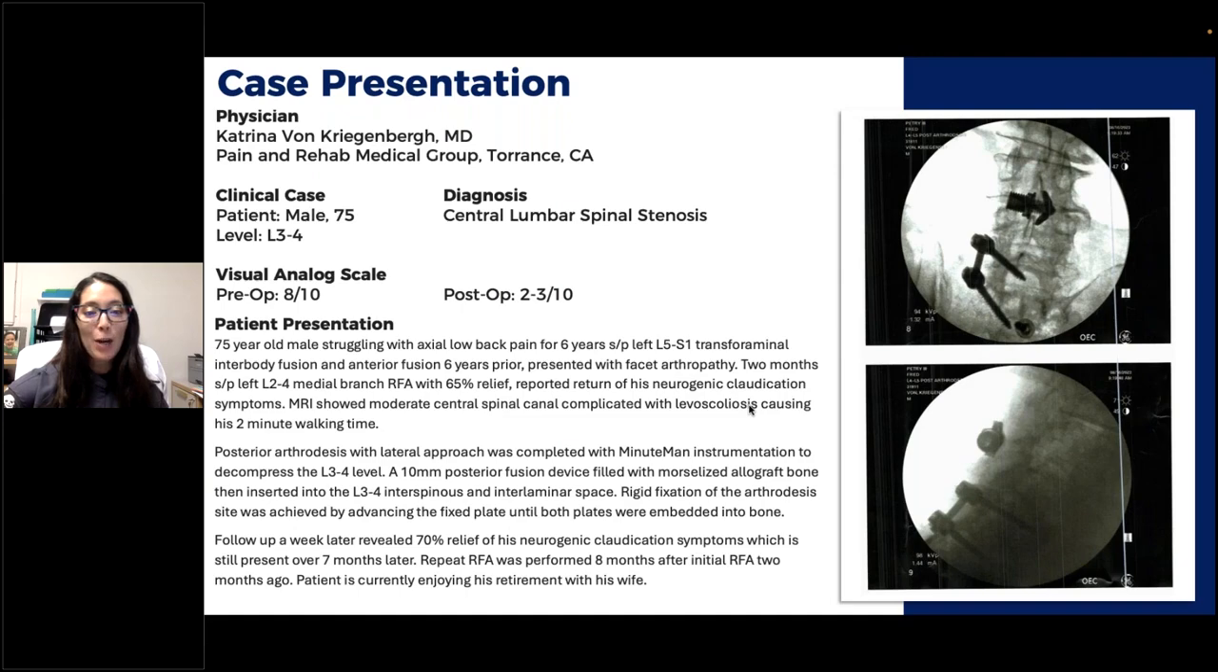All right, so my case is about a 75-year-old retired gentleman. He had been retired about 10 years prior, and what a lot of people do is wait until they're retired to have big spine surgeries. Because he had a lot of radicular pain and some instability, he ended up with a TLIF, left-sided L5-S1.